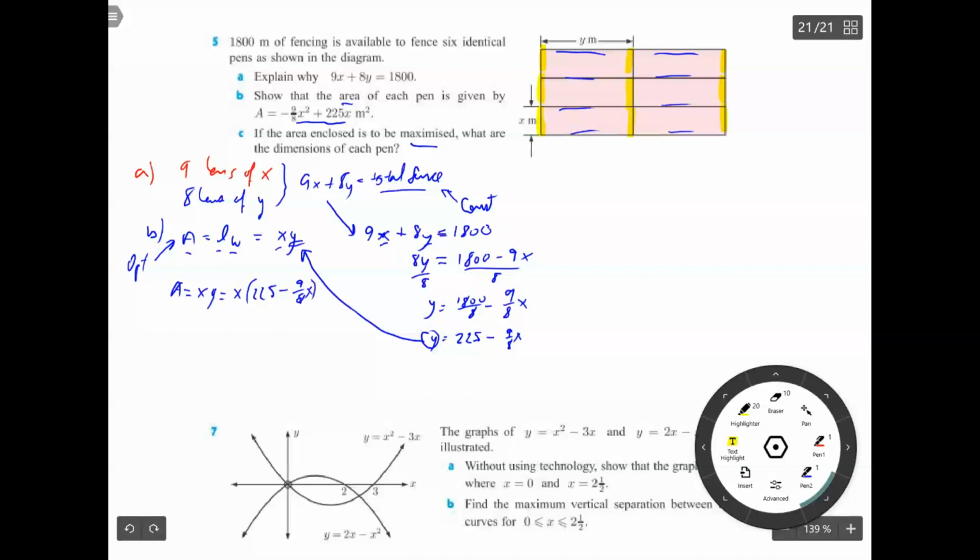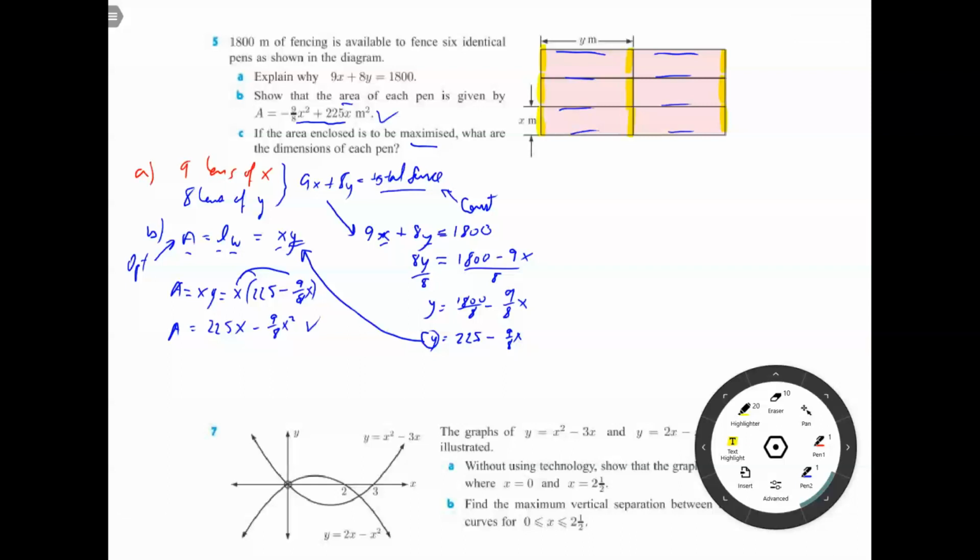So it's x times (225 minus 9/8 x). And if I expand this, if I distribute the x, I get A equals 225x minus 9/8 x squared. And now I've got what I was looking for. It's just in the opposite order, right?